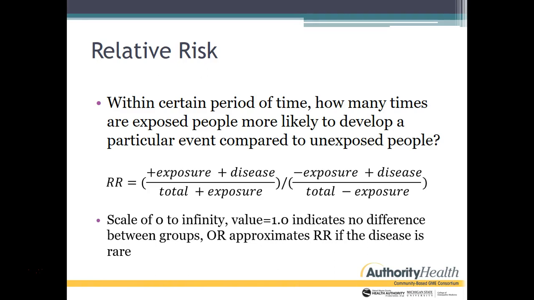In relative risk, just like odds ratio, the scale goes from 0 to infinity. A value of 1 indicates no difference between groups, so there's no risk. And if the disease is very rare, your odds ratio will approximate your relative risk. And remember, you guys, if it's less than 1, it's a reduced risk, and if it's over 1, it's an increased risk.